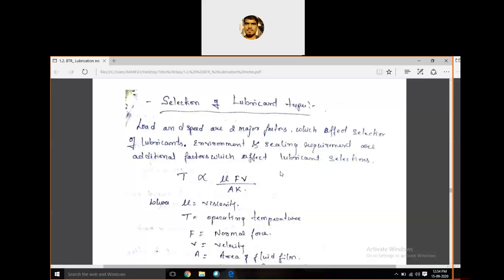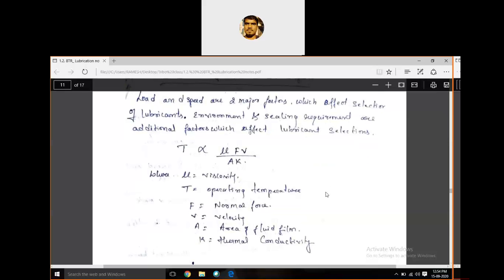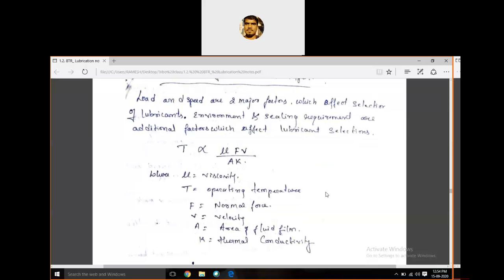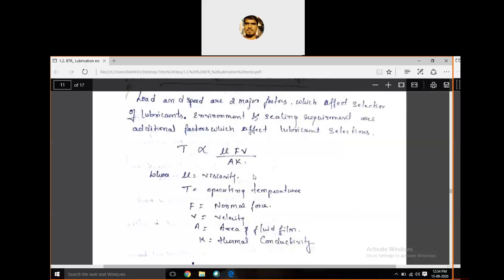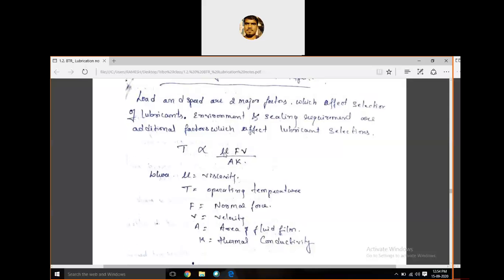And also, we use one formula, that is T proportional to mu F V divided by A K, where mu, we already know, is viscosity, T is the operating temperature, F is the normal force, V is the velocity, A is the area of the fluid film, and K is the thermal conductivity. This equation gives the relation between the temperature and the viscosity along with other factors.